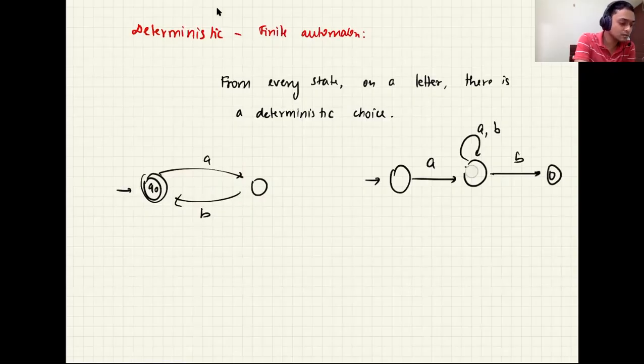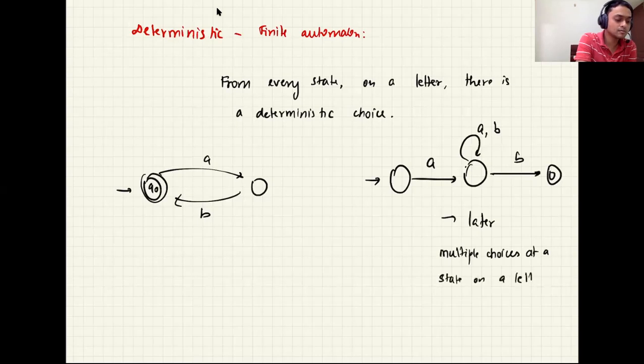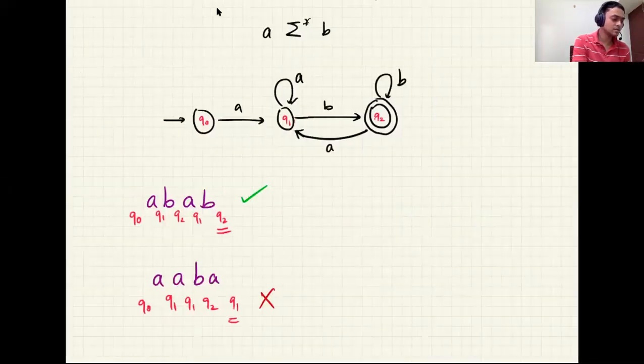So let's not worry about that later, because multiple choices at a state on a letter. For the moment, let's assume that we have a single choice at every state. Here, for example, there was a single choice A. If I read a B, I have only one choice, I go here. If I read an A, I go only here. From here, if I read a B, it's like this, and on an A, it's like this.